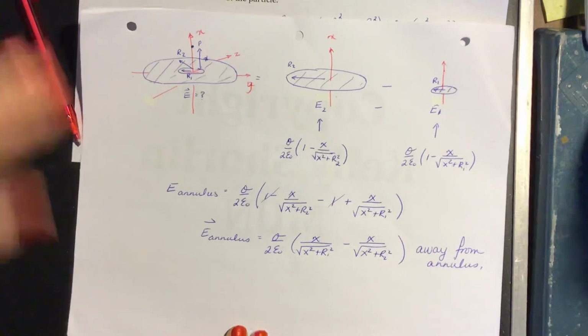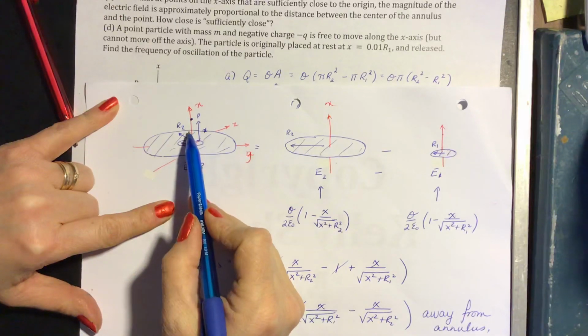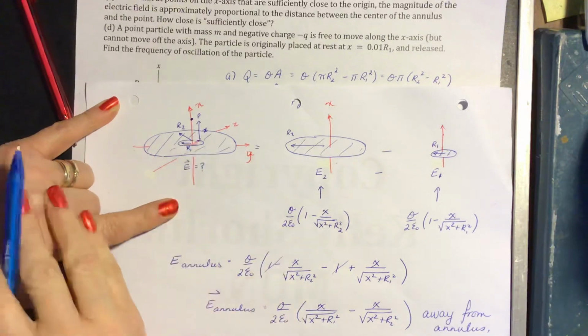So the last part of our problem has us releasing a point particle with mass m and a negative charge. We're going to let it go and ask what happens. We'll do that in the next video.